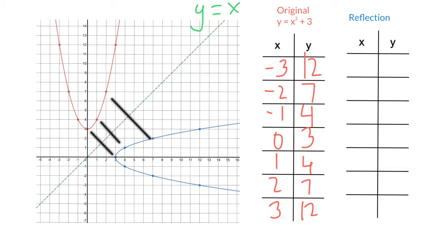I'm going to go ahead and make the table for the reflection now. And what I'm going to do is start from the very lowest point in the parabola right here. So this point here at 12, -3. And then I'm going to work my way around. So now I'm going to do 7, -2, and then I'm going to go on to 4, -1, and just continue to work my way around that parabola.